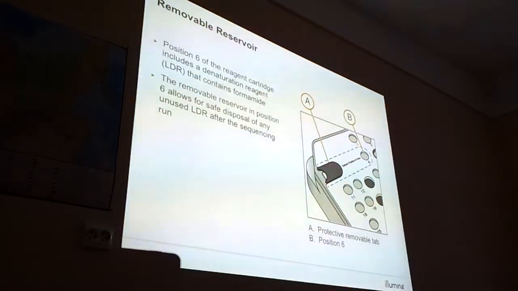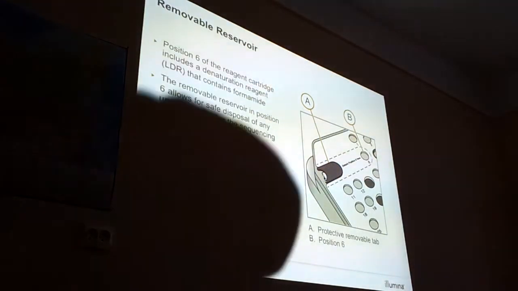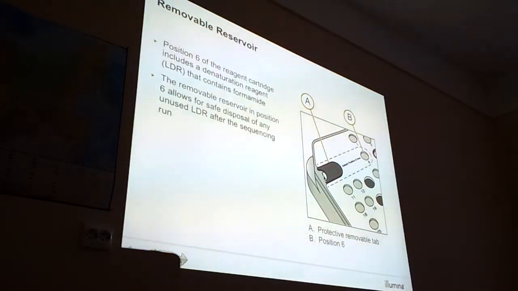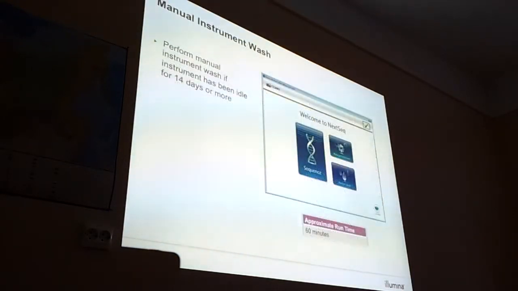Then when it's finished, when you remove the cartridge before starting the next experiment, you can remove this formamide. What you have to do is remove this rubber protection here, and then you can detach this formamide position from the system. I'm afraid in Russia people will be less careful when it comes to disposing of formamide. Yes, this is up to you.